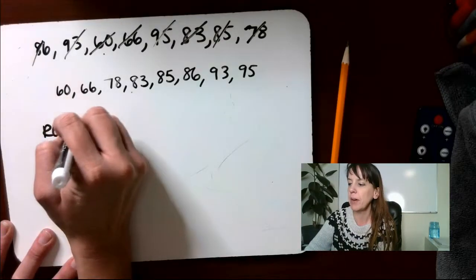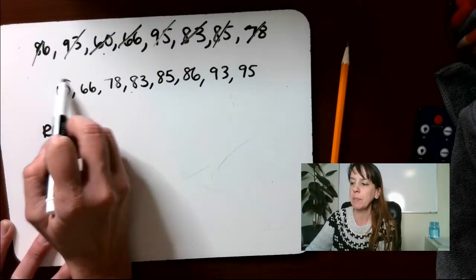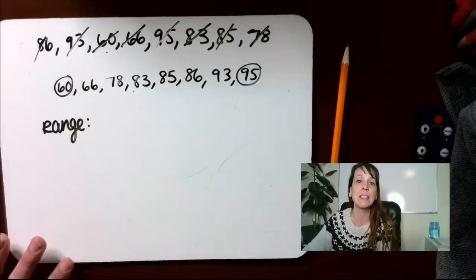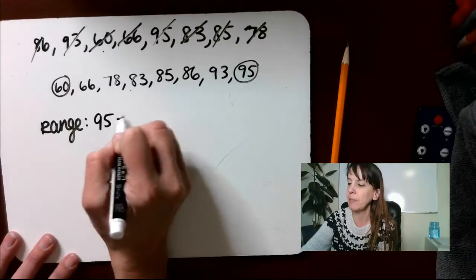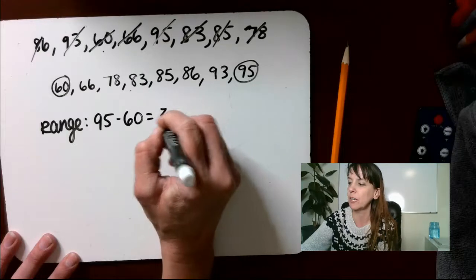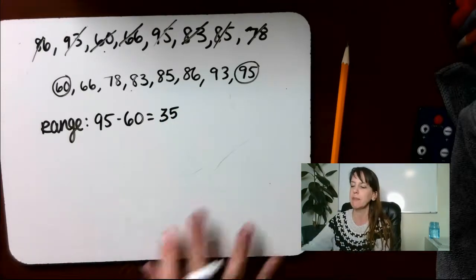The range is found by taking your minimum number and your maximum number and finding the difference between the two. So 95 minus 60 gives us 35. So our range is 35.